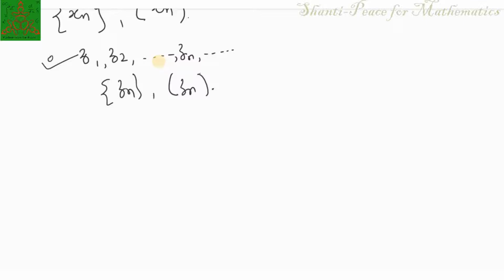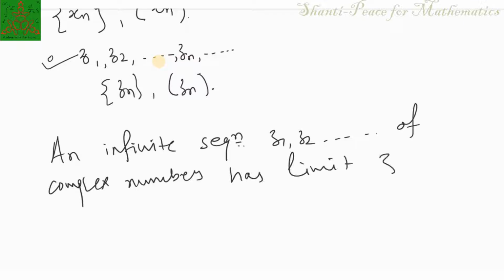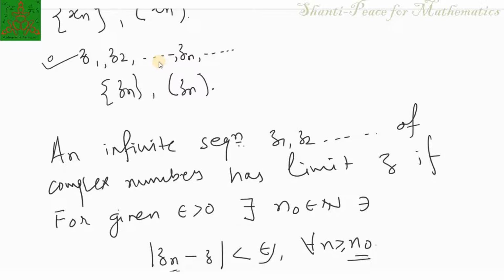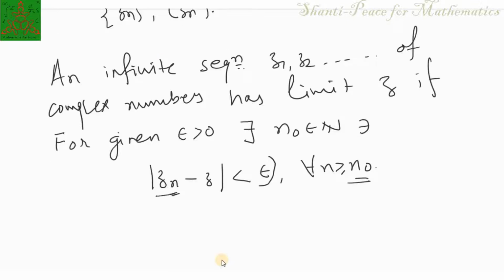Let's talk about that. An infinite sequence z1, z2 and so on of complex numbers has a limit z if for given epsilon greater than 0 there exists n0 belonging to N such that mod of zn minus z is less than epsilon for every n greater than or equal to n0. Geometrically, that means for sufficiently large n, n greater than or equal to n0, the points zn lie in any given neighborhood of z, that is, mod zn minus z is less than epsilon.